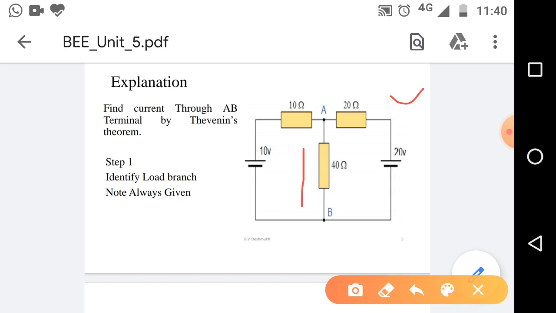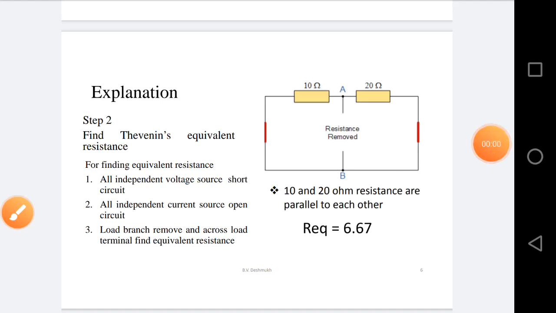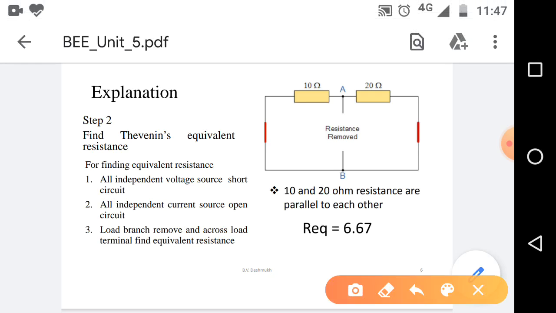Whenever we apply Thevenin's theorem, we follow some steps. Step 1, identify the load branch. Note, the load branch is always given. Step 2, find Thevenin's equivalent resistance. For finding the equivalent resistance, all independent voltage sources are short circuited, all independent current sources are open circuited, the load branch is removed, and across the load terminal we find the equivalent resistance.